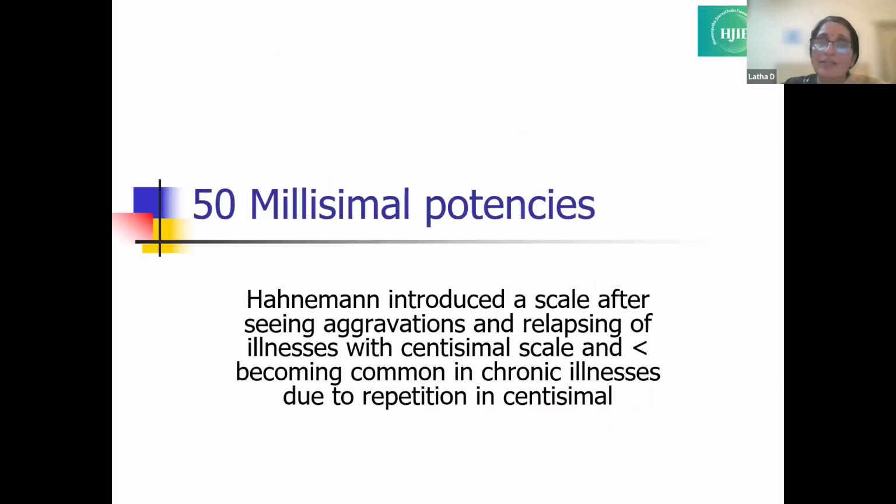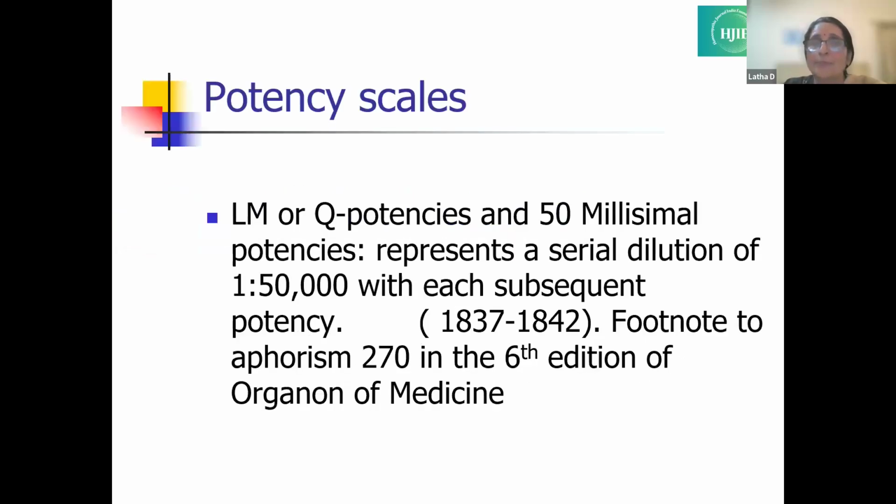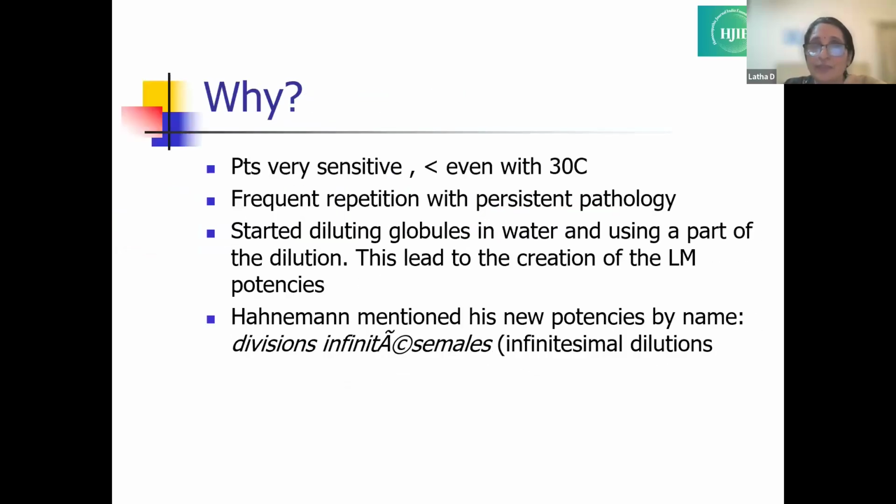Now, it's very important that I explain to you what the 50 millisimal scale is, because this is one of the scales that of late has caught up with all of us as practitioners. Hahnemann introduced this scale after seeing aggravations and relapsing illnesses. He called it the 50 millisimal.